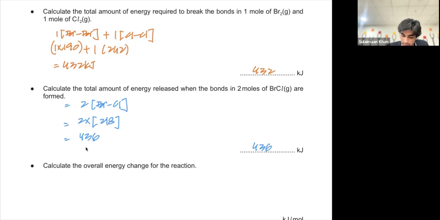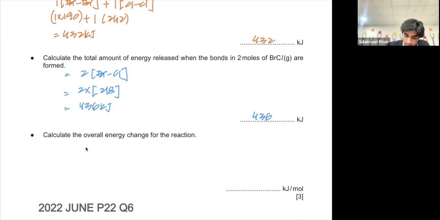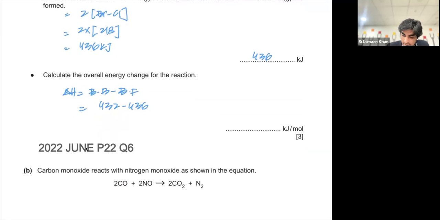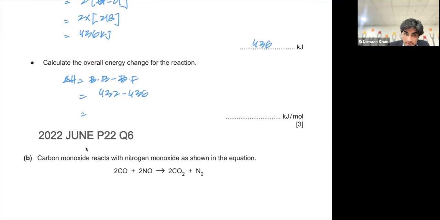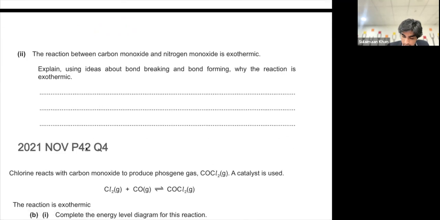That's 436 kilojoules. Yeah. What's the overall enthalpy change? Energy taken in during bond breaking minus energy given out during bond formation. Yaar, there's one question in this which I'm hoping comes up, because that's the only type of question we haven't done. So that's -4 kilojoules per mole. I'm just hoping it comes up.